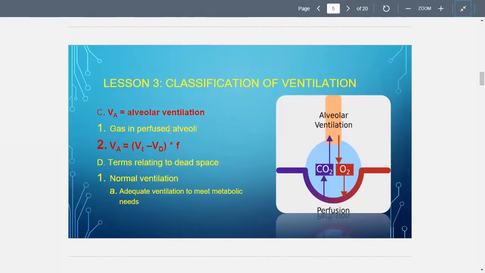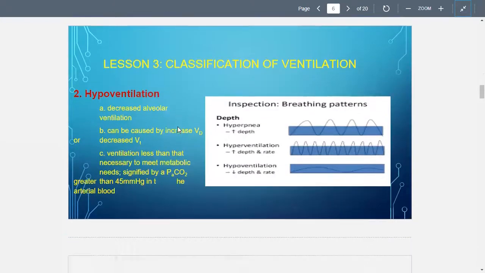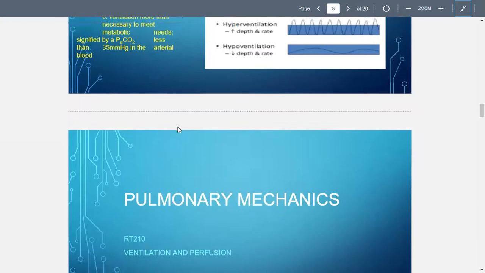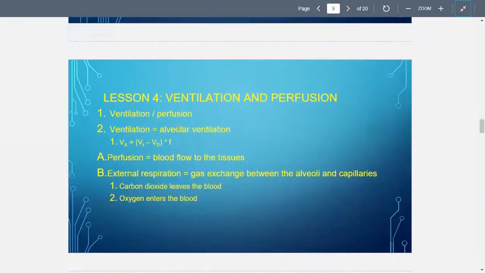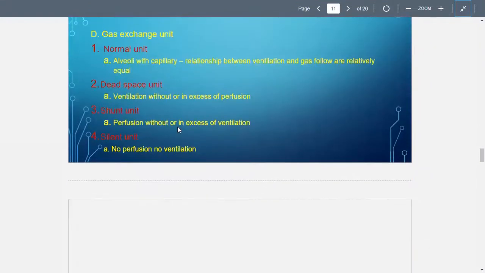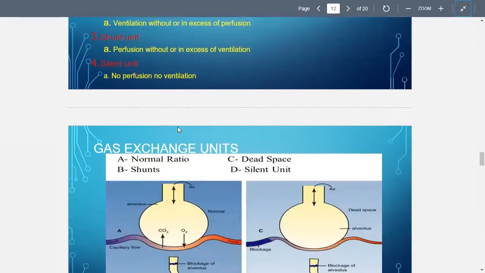Alveolar ventilation, just showing you how that happens. Alveolar minute ventilation is tidal volume minus dead space times frequency. We went over those. I just want to go over ventilation, perfusion, respiratory quotient. Here go those units: normal unit, dead space unit, shunt unit, silent unit.